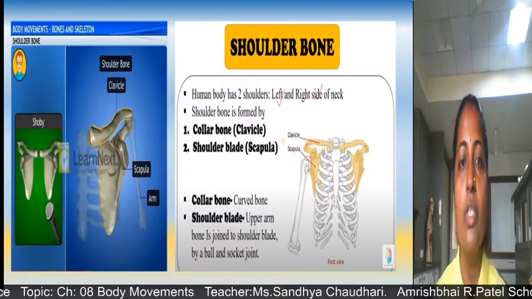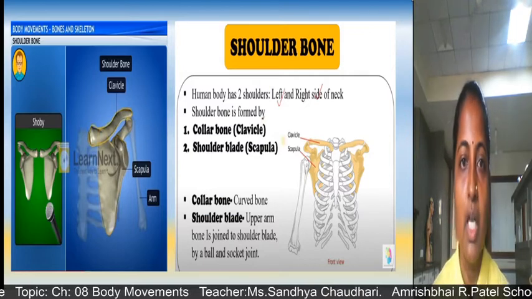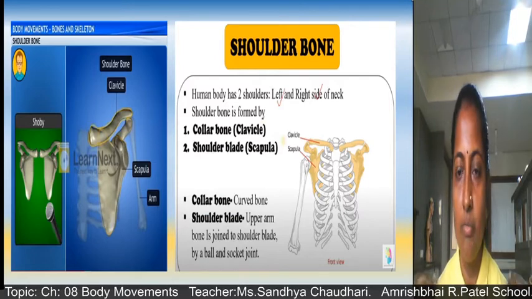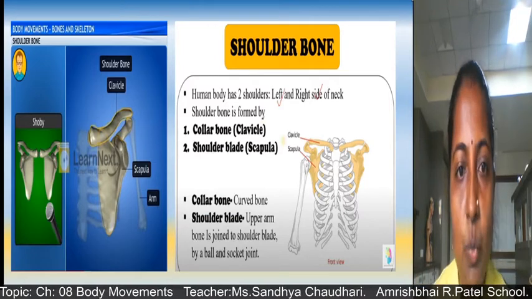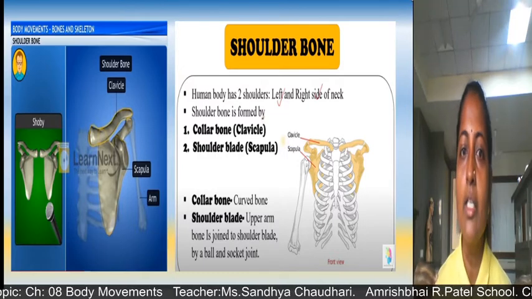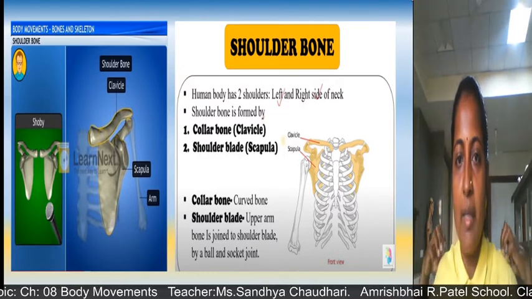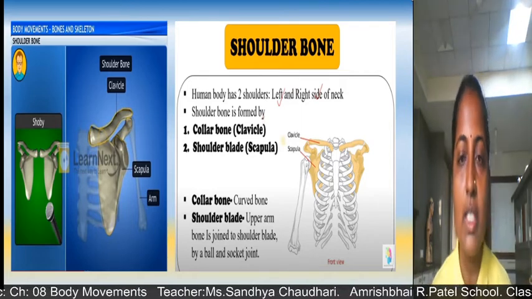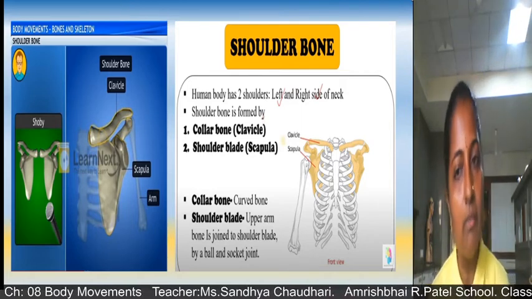Now we will see about the shoulder bone. The human body has two shoulders, on the left and right side of the neck. The shoulder bone is formed by the collarbone, that is the clavicle, and the shoulder blade, that is the scapula. At the back you can feel a triangular shaped structure. The collarbone is a curved bone.